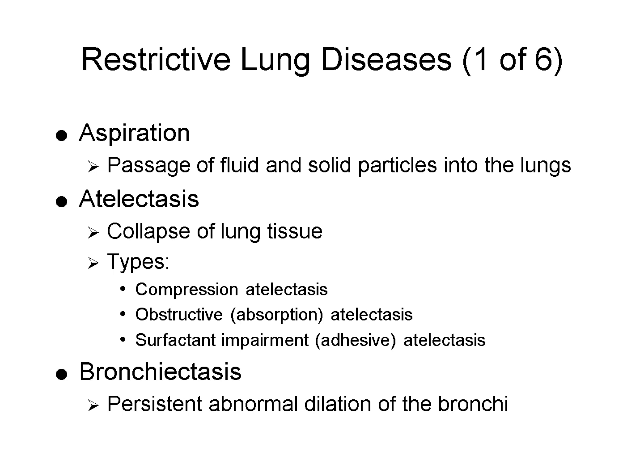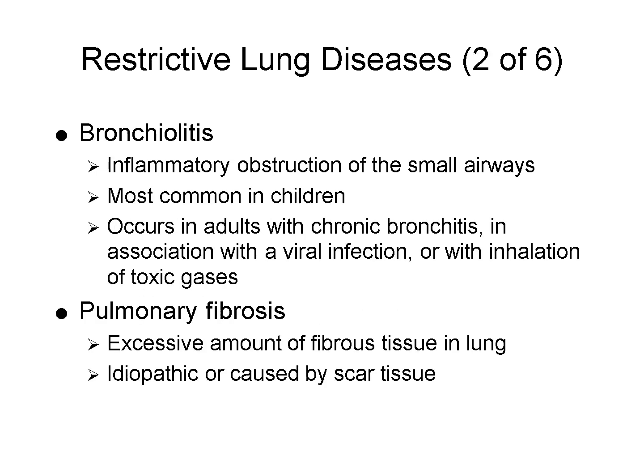Bronchiolitis is a small airway disease most common in children, but it can also affect adults with chronic bronchitis or after inhalation of harmful gases. The condition leads to inflammation and obstruction of the bronchioles, often following viral infection. Pulmonary fibrosis involves excessive fibrous tissue buildup in the lungs, which stiffens the lung tissue and makes breathing progressively more difficult. It may arise spontaneously or as a result of previous injury or illness.